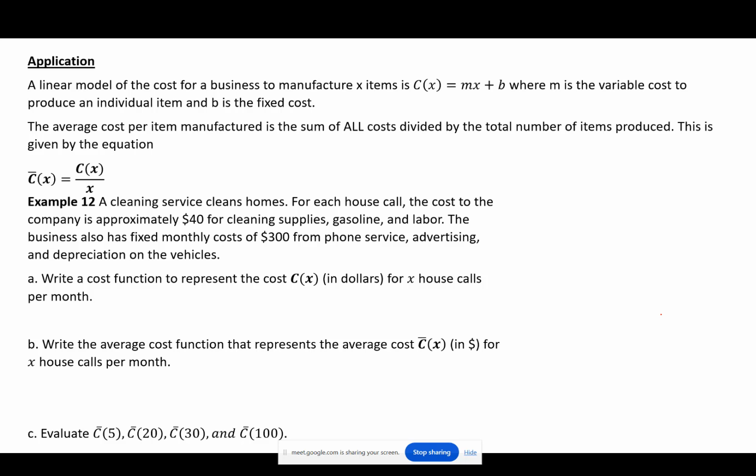Look at the example. A cleaning service cleans homes. For each house call, the cost to the company is approximately $40 for cleaning supplies, gas, and labor. The business also has a fixed monthly cost of $300 from phone service, advertising, and depreciation.